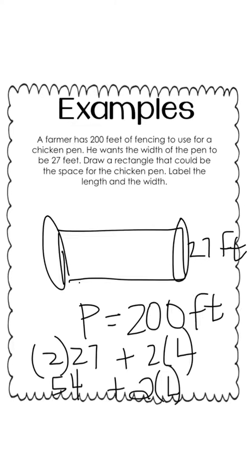When I subtract 200 minus 54, I get 146. So that's what I have left over, but I'm not done yet because 146 cannot be my length, because I have 2 sides that I have to cover. So I would divide 146 by 2. I would use my long division method, so I know that 2 can't go into 1. It can go into 14 7 times. Minus 14, I bring down my 6. 2 can go into 6 3 times, so my answer is 73. So my length would be 73 feet.